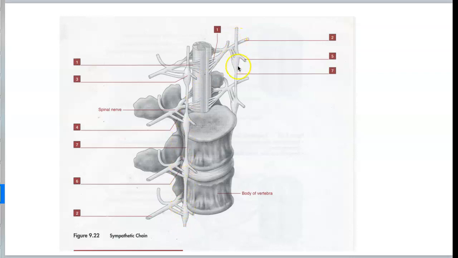On both sides, right next to the vertebral column. Here is a spinal nerve right here. This one is the gray ramus communicans. This is the white ramus communicans. Remember, we enter through the white. Enter through the white to get into our sympathetic chain.